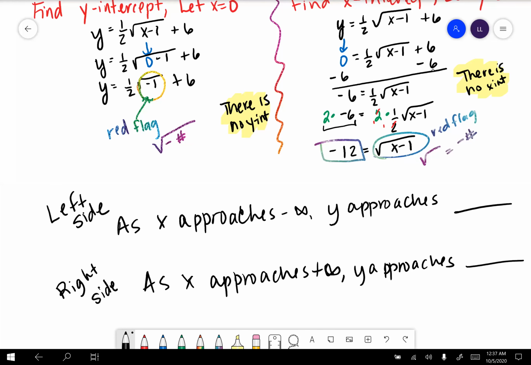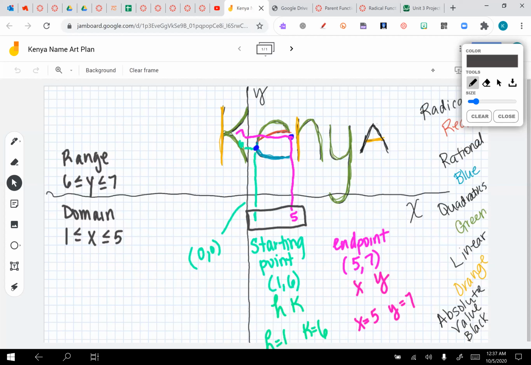So the way we say left side is as x approaches negative infinity. The way we say right side is as x approaches positive infinity. So now let's go look at the graph so that we can actually determine what's happening there.